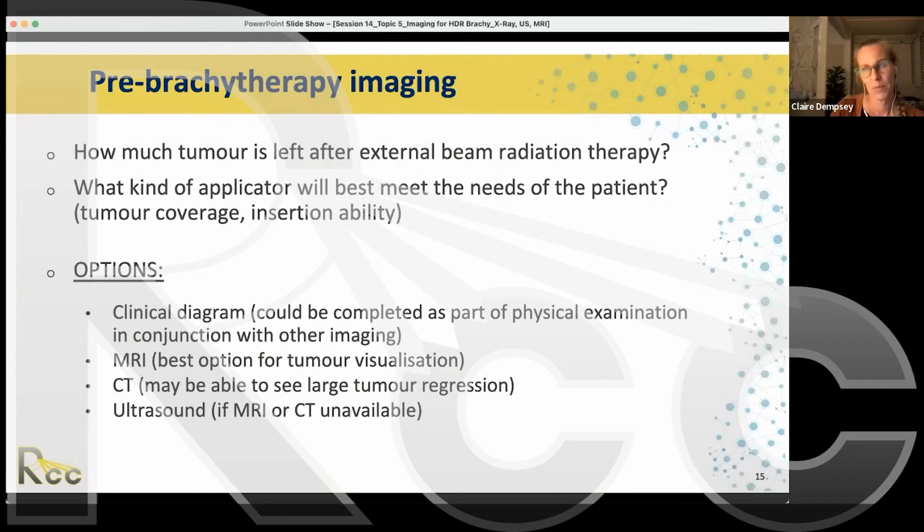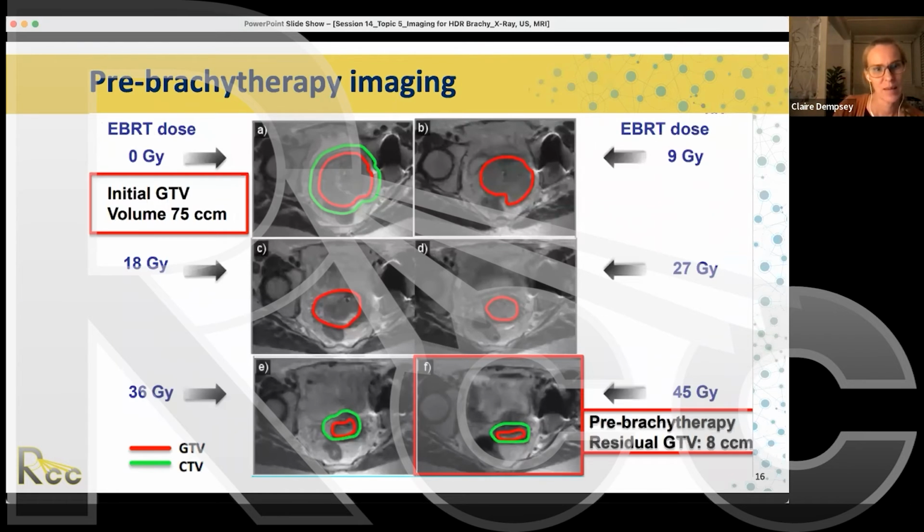The only one that I probably wouldn't think is very useful is radiographs at this point, because you've got no internal markers and you're not going to see any tissue, so you're not going to know if there's been regression from a standard radiograph image. So this is just an example of MRI images that were taken of a patient over the course of their external beam radiation therapy, just to show you how much a tumor can regress.